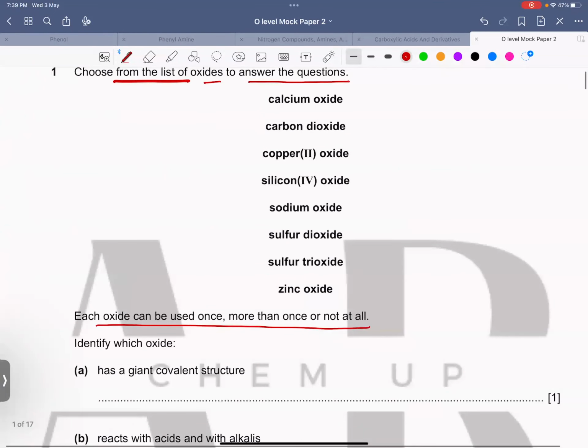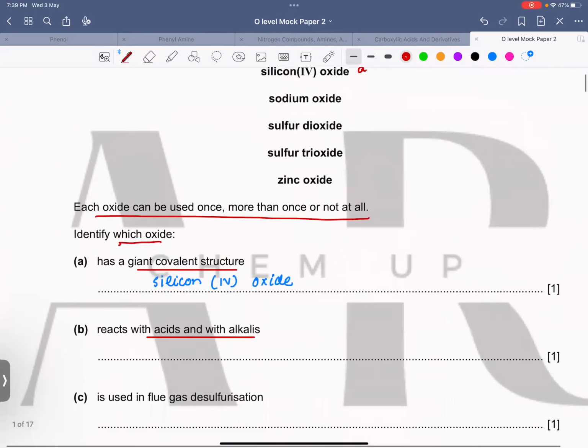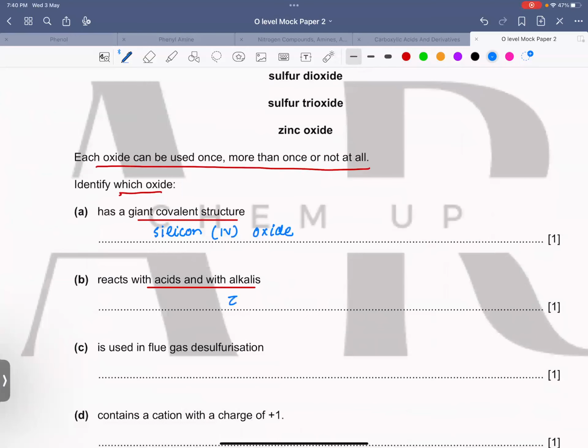So, identify which oxide has a giant covalent structure. The silicon oxide. So it's silicon oxide. Then the next one reacts with acids and with alkalis. It's zinc oxide, because zinc oxide is amphoteric.